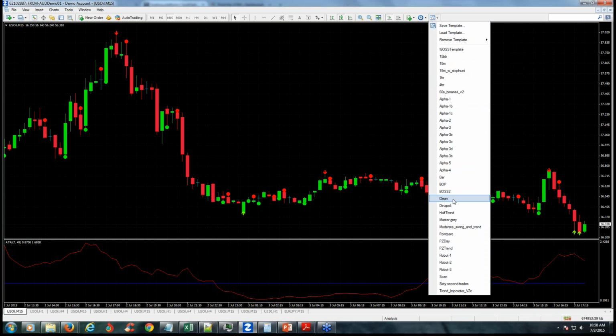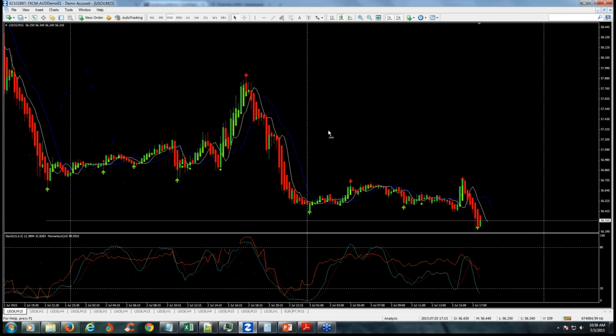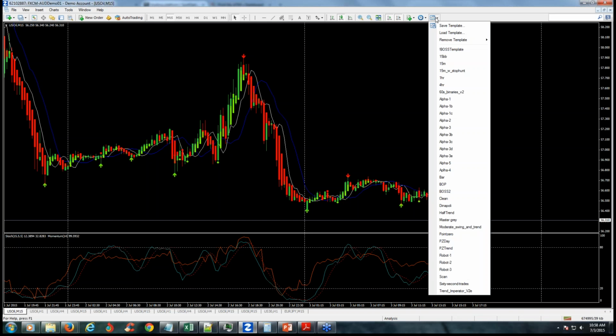Hopefully that's a clean graph. But alpha 1, let's see. To be honest, this is my regular system that I use, and I can tell you guys exactly, if I still have it, how I set up my basis of this, okay? I have no problem showing you that.